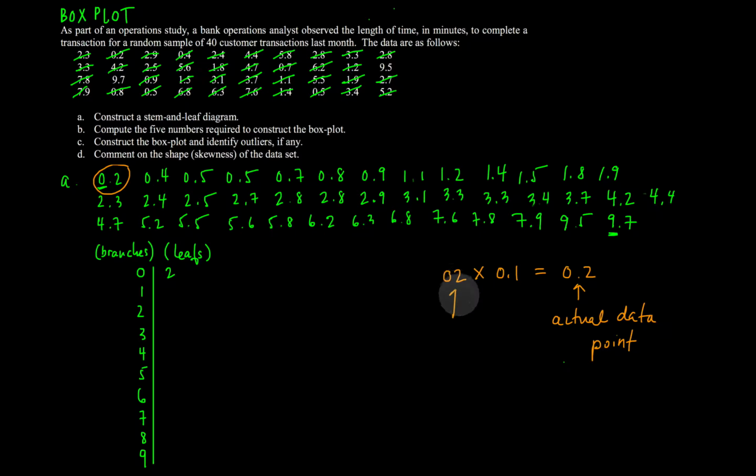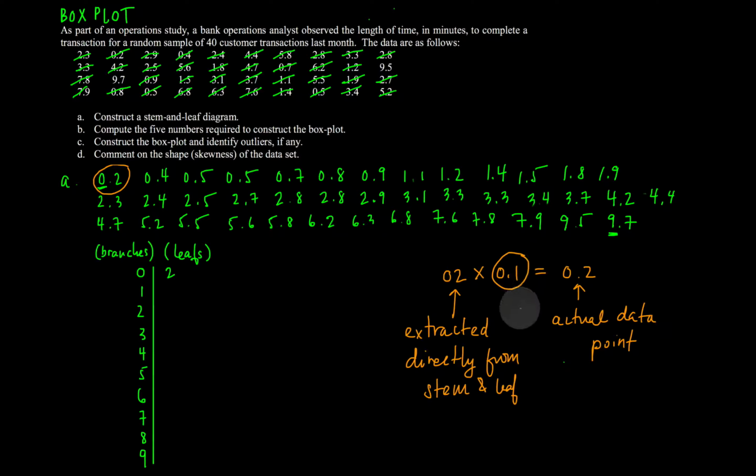This right here is simply extracted directly from the stem and leaf. And this right here, so the in between, what you're going to multiply by is going to be your leaf unit. Okay, we're going to do a couple of these and you'll see it's going to become second nature. Okay, so now we have our leaf unit.